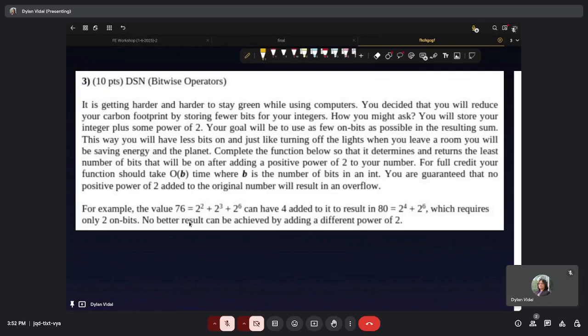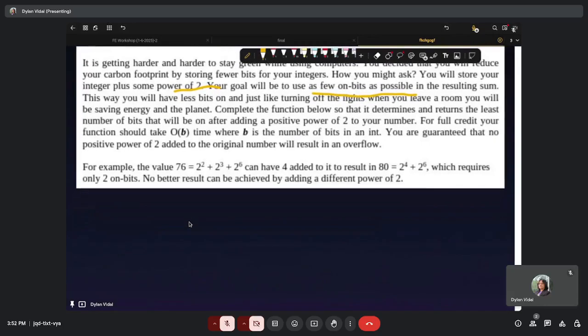So it's getting harder and harder to stay green while using computers. You decided that you will reduce your carbon footprint by storing fewer bits for your integers. Because if you think about it, a 1 bit is an electrical signal, right? We're using too much electricity with all these damn 1s. So how, you might ask? You will store your integer plus some power of 2. Your goal will be to use as few on bits as possible in the resulting sum. This way you will have fewer bits on, just like turning off the lights when you leave a room. You'll be saving energy and the planet.